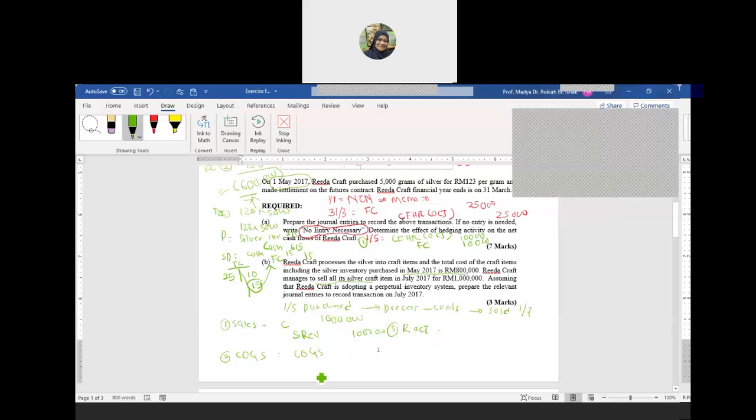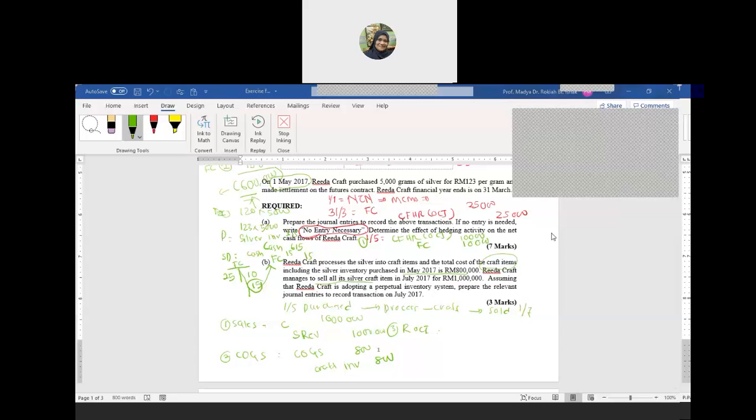It's not silver inventory anymore, because we already processed that silver and it became craft inventory. Not silver, craft inventory, because you already processed that silver into craft items. So now it becomes your new inventory, not silver. Okay, and then the third journal entry, you just change the silver into craft inventory. Amirah, just change that one.